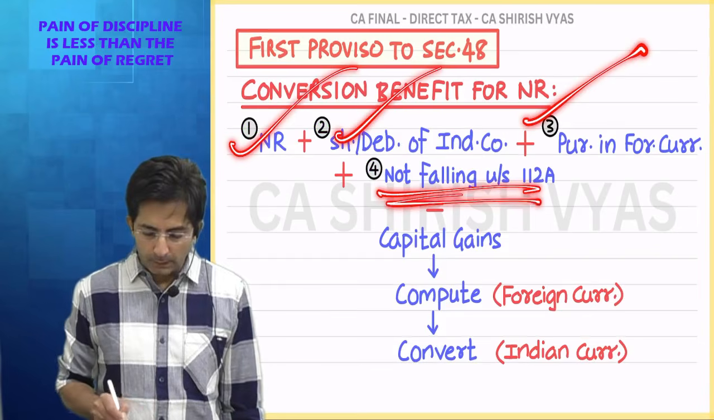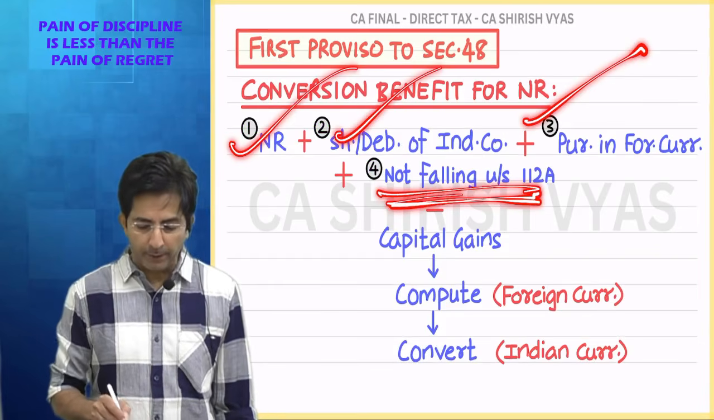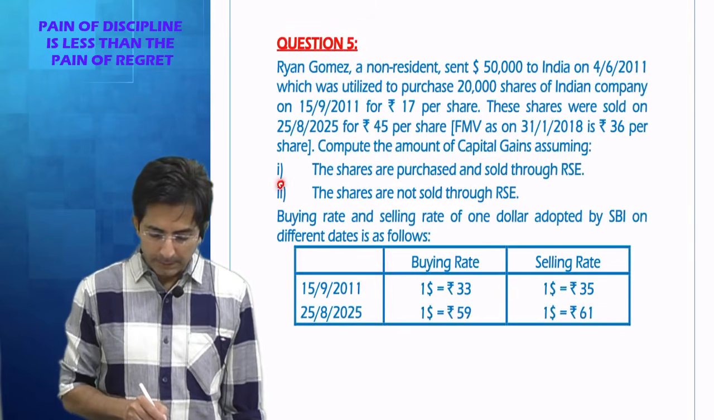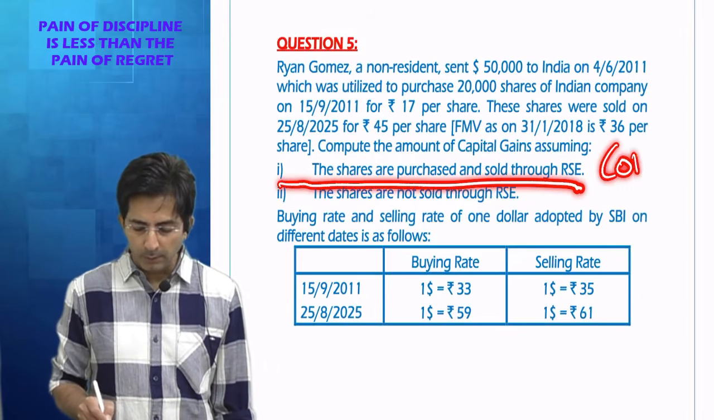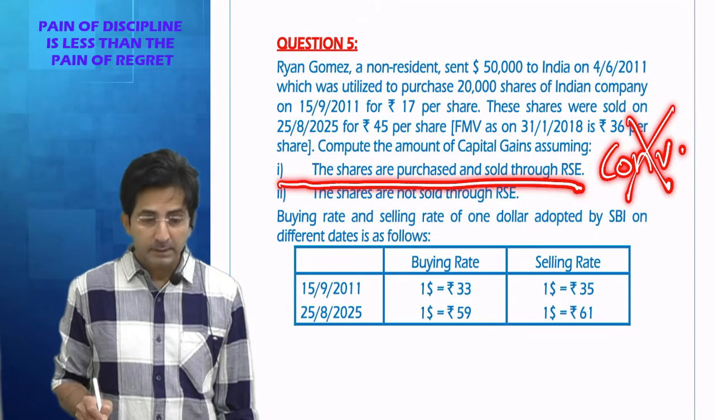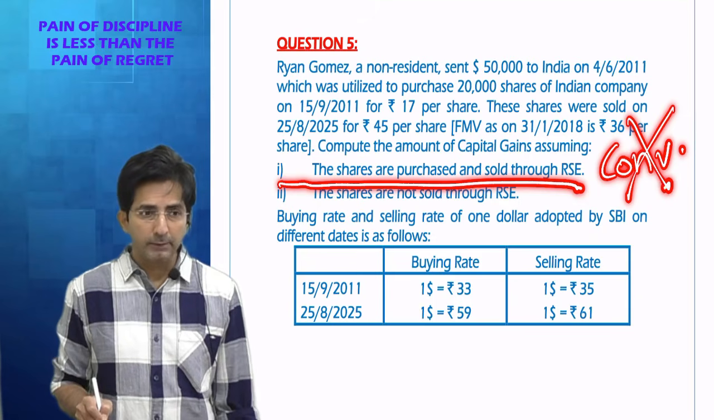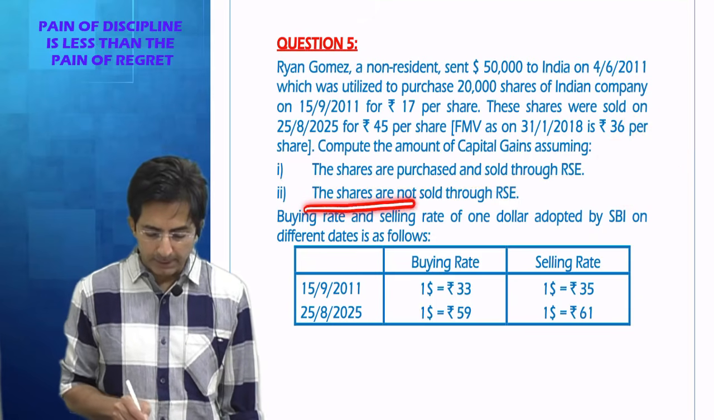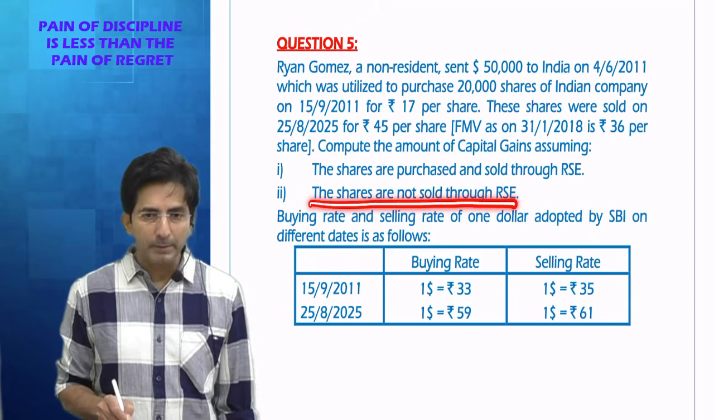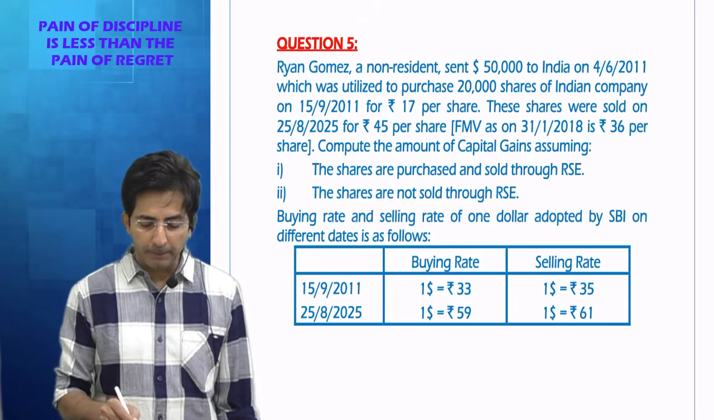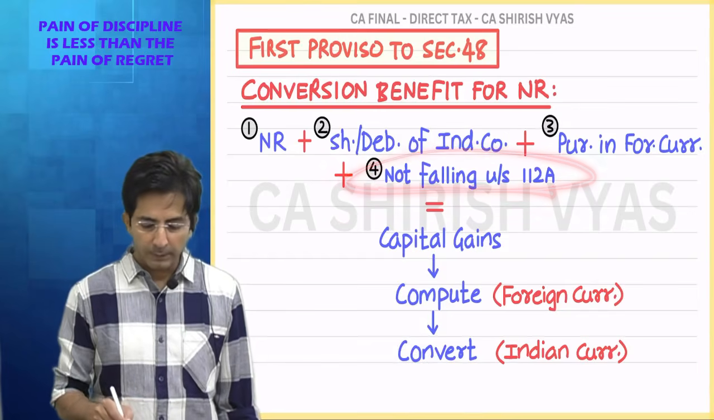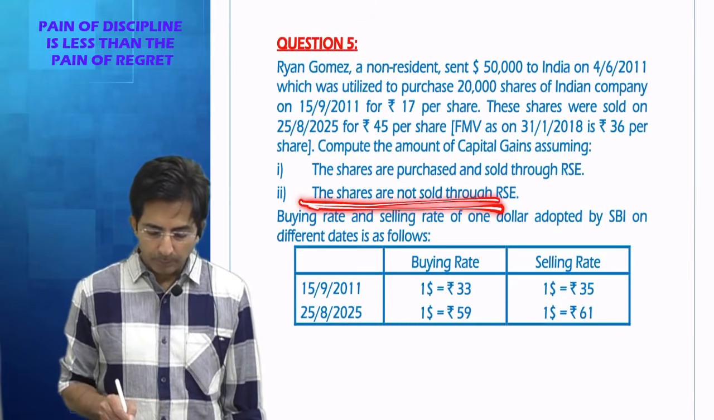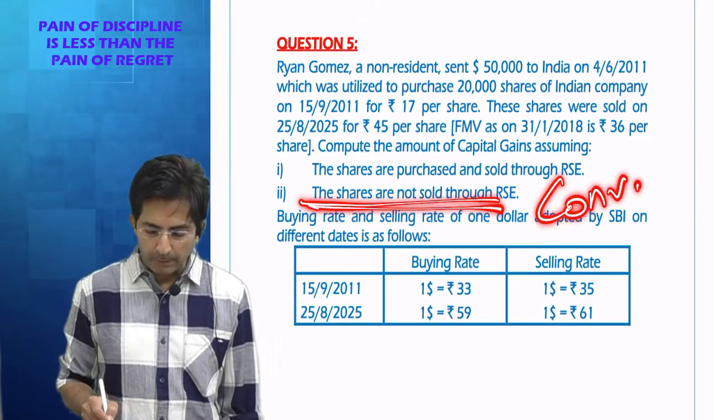But what is the 4th condition? You should not fall under 112A. So under situation 1, you are falling under 112A. So you will not use conversion benefit in situation 1. But question has given you 2 situations. Second situation says what? Shares were not sold through RSC. Not sold through RSC means not STT paid, and not STT paid means now you can say not falling under 112A. So that means situation 2, we will follow the rule of conversion benefit.